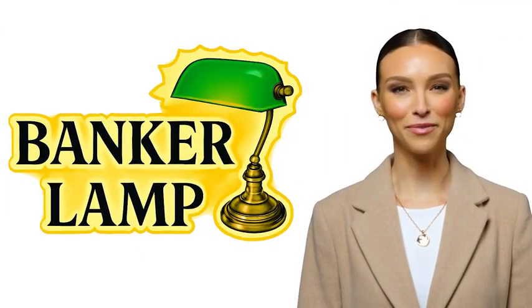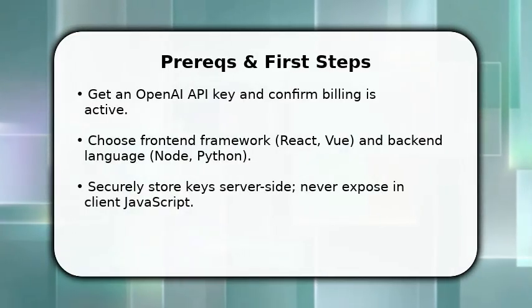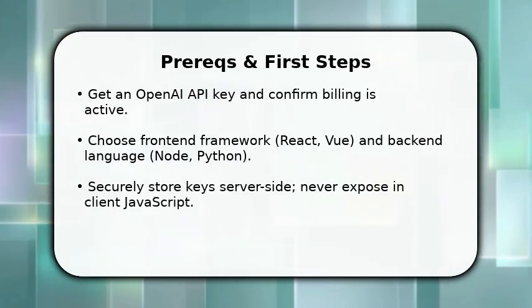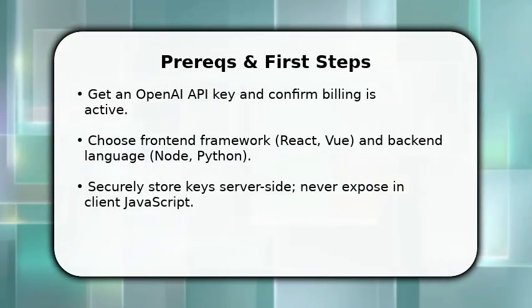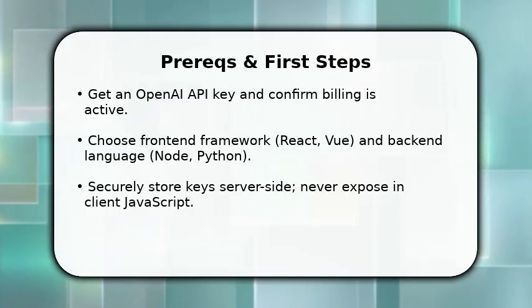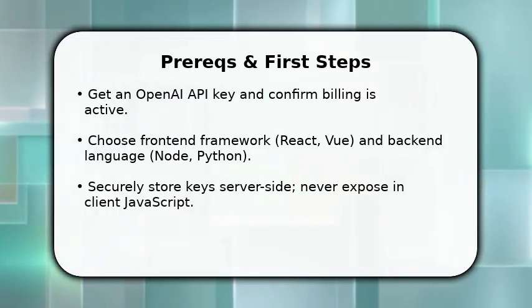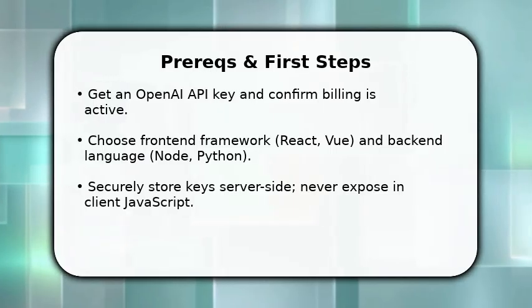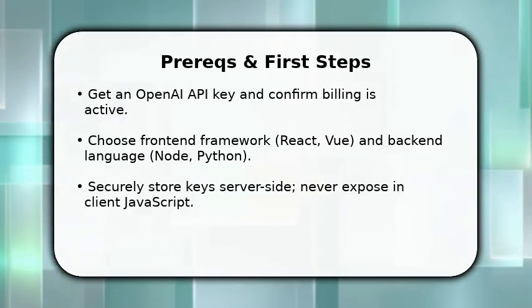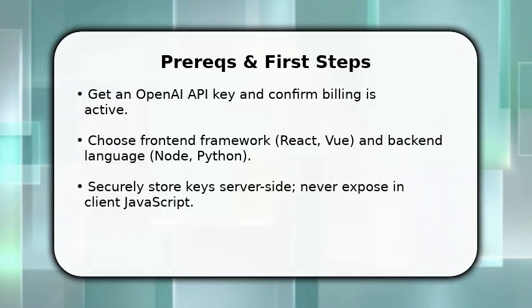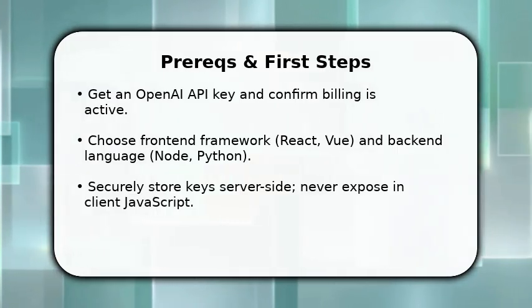Please enjoy the video. You start by preparing credentials and environment. Grab your OpenAI API key and enable billing, then scaffold a minimal backend. Node with Express is fastest. Once running, implement a server route that accepts client prompts, forwards them to the ChatGPT endpoint, and returns responses.